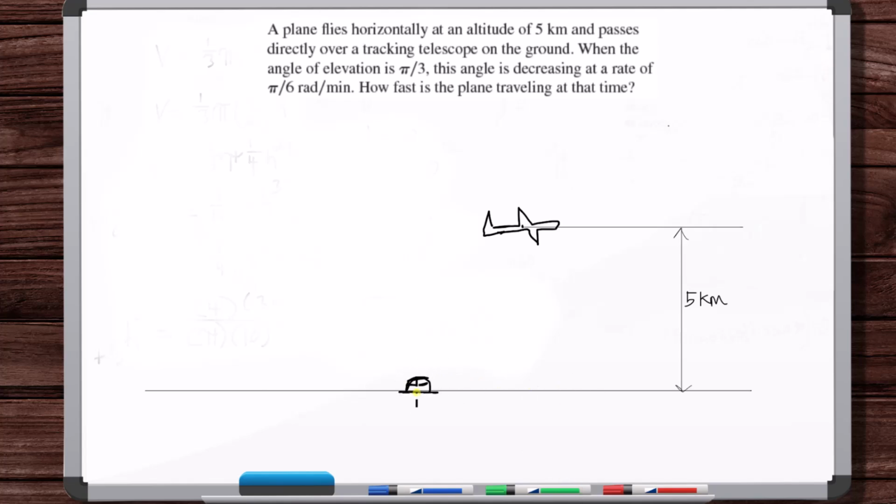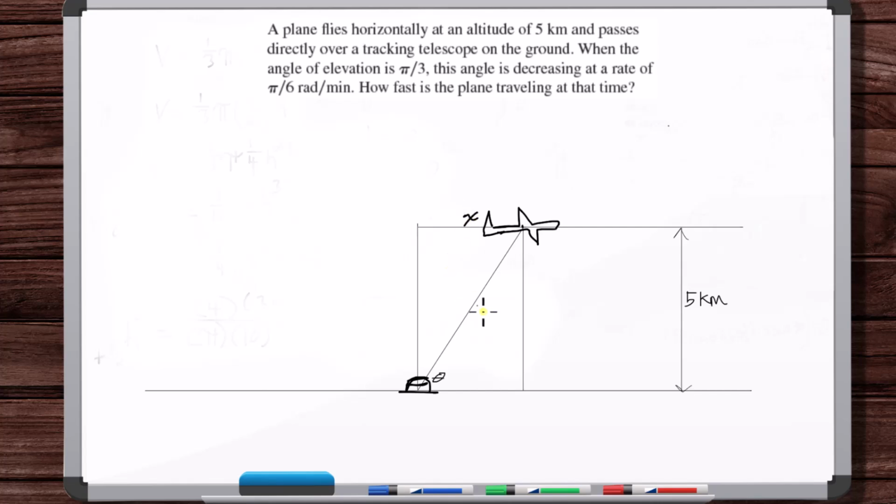So I'm sure you could ask your teacher what exactly is meant by angle of elevation. That's this angle. So theta, that's the angle of elevation. And so there's the height. Okay, so the plane is staying at this altitude. We'll call this x. If the plane is staying at that altitude, then it's traveling in this x direction, parallel to the ground.